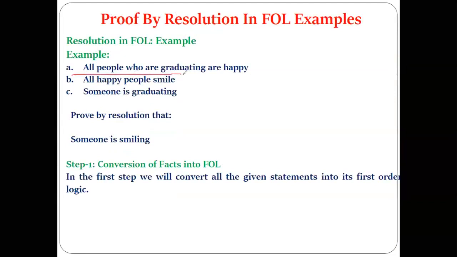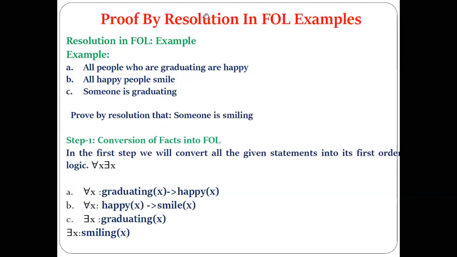This is given. All people who are graduating are happy. All happy people smile. Someone is graduating, and by resolution we have to prove that someone is smiling. Correct? Then let's see the first step. Now, all is there. That's why which quantifier do we have to utilize? Universal. That's why I wrote for all x. All people who are graduating. So graduating is one predicate, yes or no? That is the first predicate, graduating. All people who are graduating are what? They are happy.